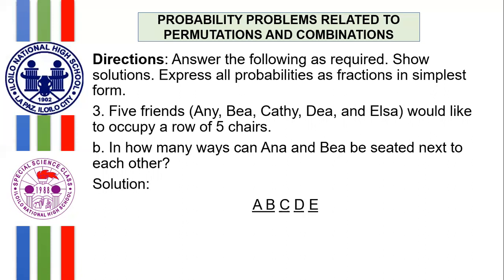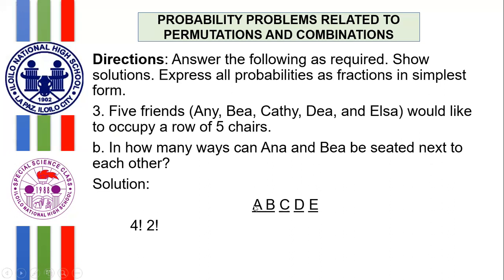For such, let's do the slot method. I have here A, B, C, D, and E. But since Ana and Bea are together, I counted them as one slot. So you see, I underlined them once. And C, D, and E are treated as one slot each. And how many slots do you see? We have 1, 2, 3, 4. That is why we have 4 factorial ways.